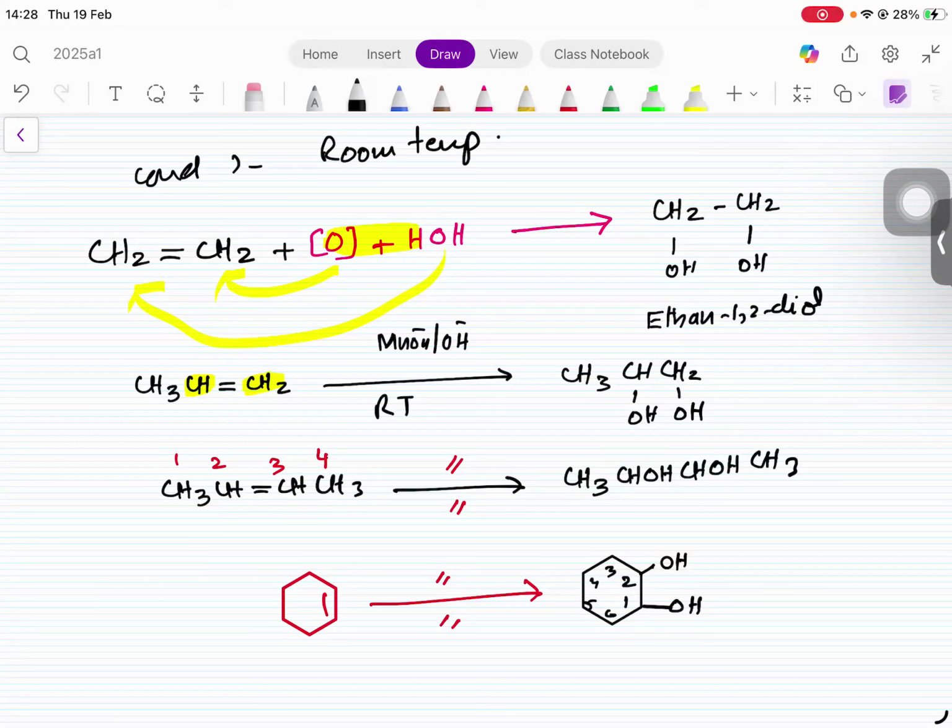The other type is a strong oxidation. We'll continue this tomorrow. Thank you.